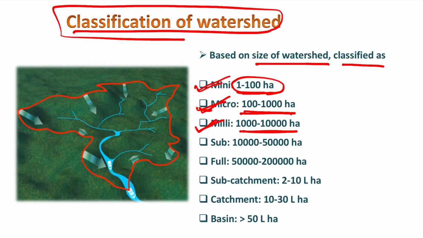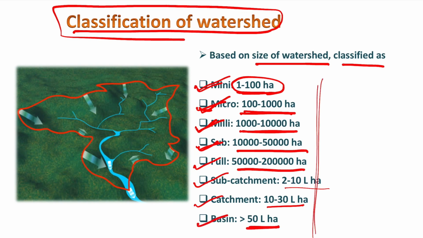If it is between 10,000 to 50,000 hectare, then that is called sub watershed. If it is 50,000 to 2 lakh hectare, then that is called full watershed. If it is 2 to 10 lakh hectare, then it is called sub catchment. If it is 10 to 30 lakh hectare, it is called catchment. If it is more than 50 lakh hectare, then that is called basin. So watersheds are classified like this on the basis of size. So this is very important from your exam point of view.